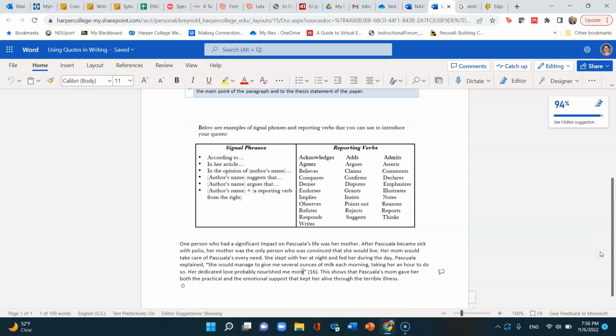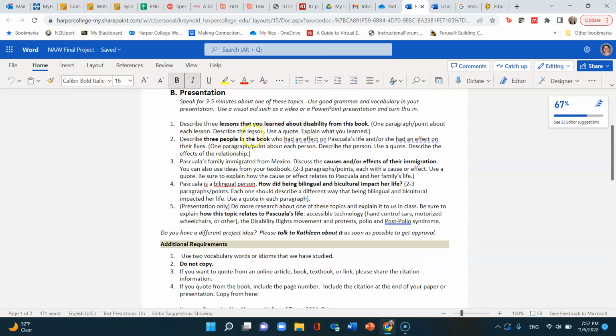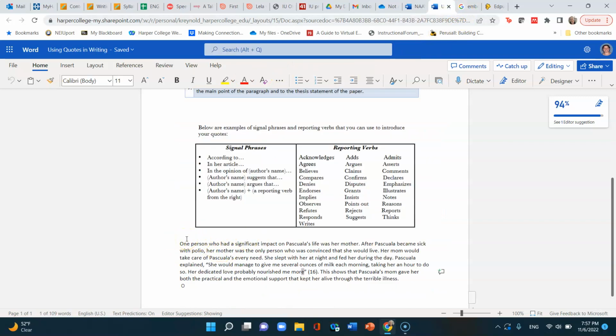So let's look at an example of a paragraph from Pascuala's book that includes a quote. Or this is an example paragraph from one of our final project topics about people who had an impact on Pascuala. So that's topic number 2. So 3 people who had an effect on Pascuala's life. So I start with the topic sentence. One person who had a significant impact on Pascuala's life was her mother. This is the topic sentence because it shows what the main idea of the paragraph is and what the entire paragraph is going to be about.